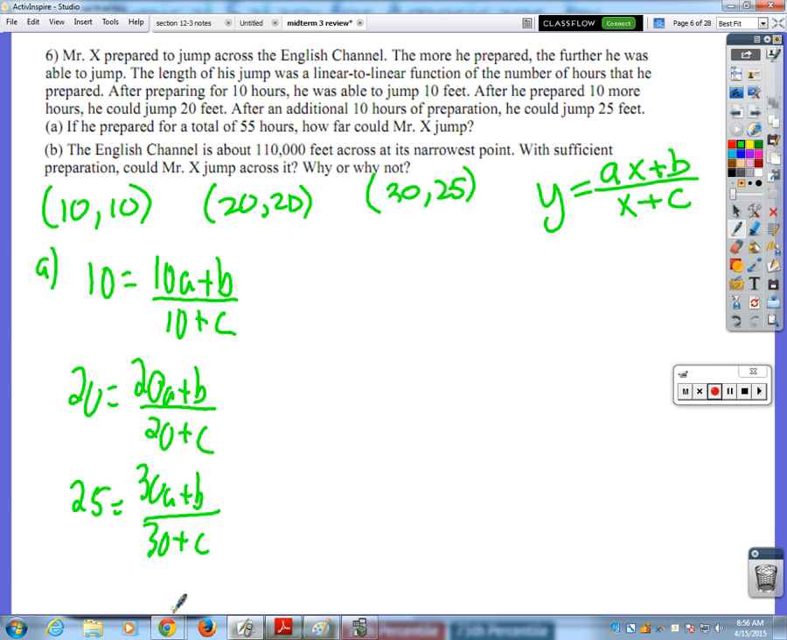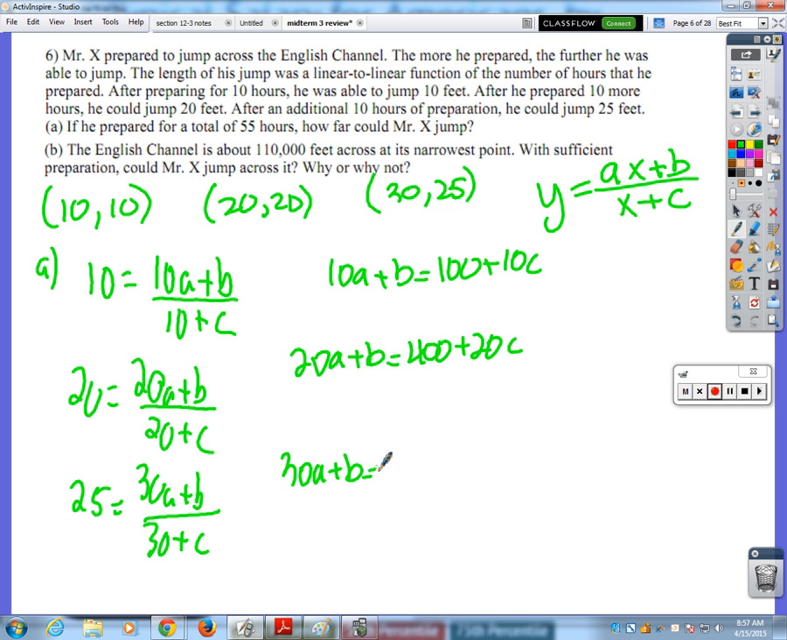Okay, what do you do next? Solve both sides. So 10a plus b equals 100 plus 10c. Down here, 20a plus b equals 400 plus 20c. And for this one, 30a plus b equals 750 plus 25c. Right? Okay, now what?